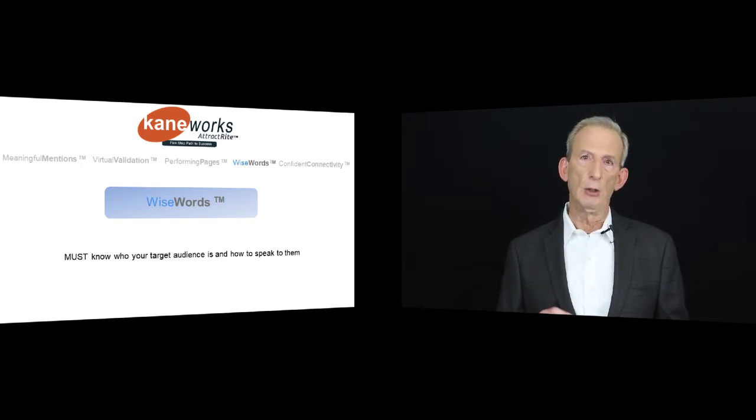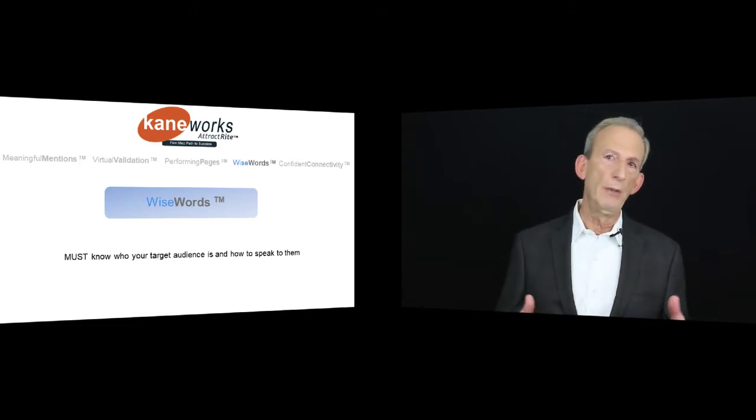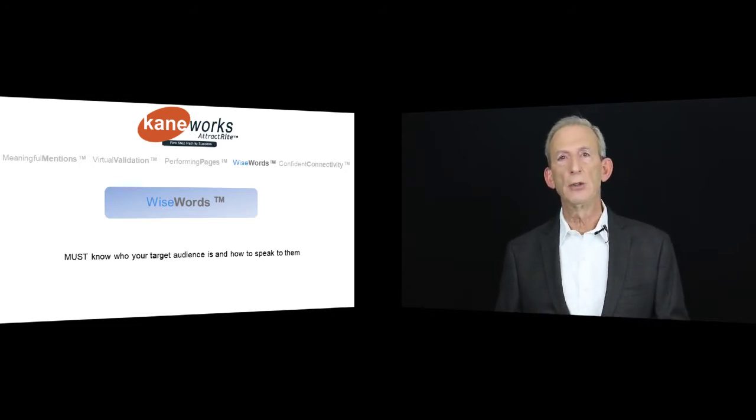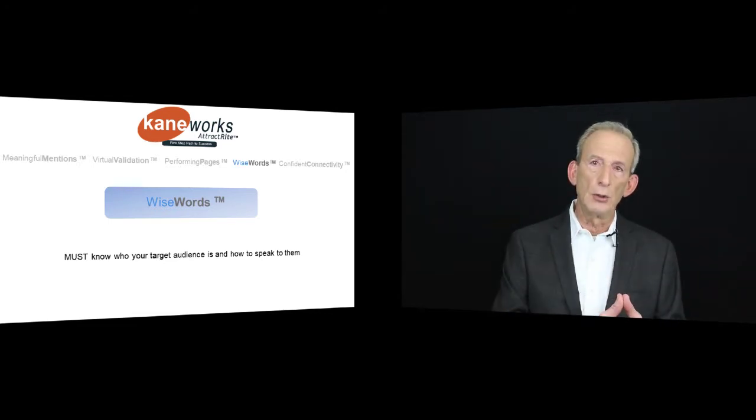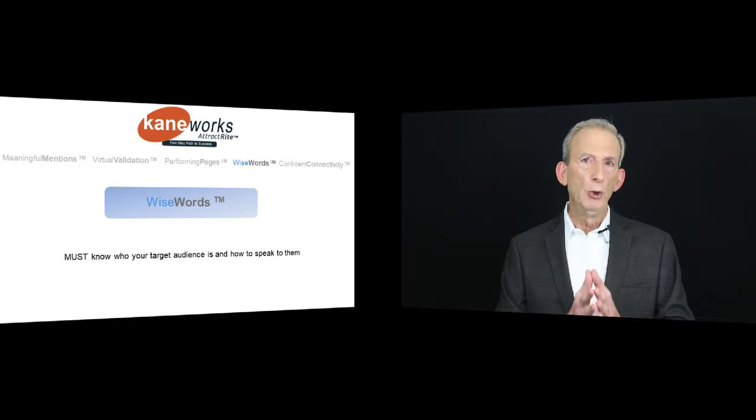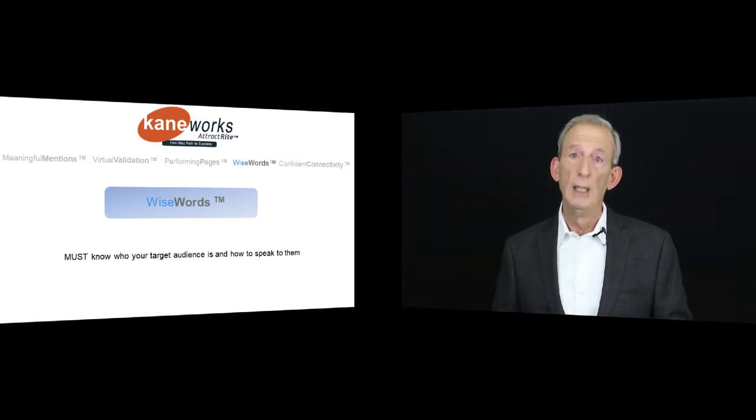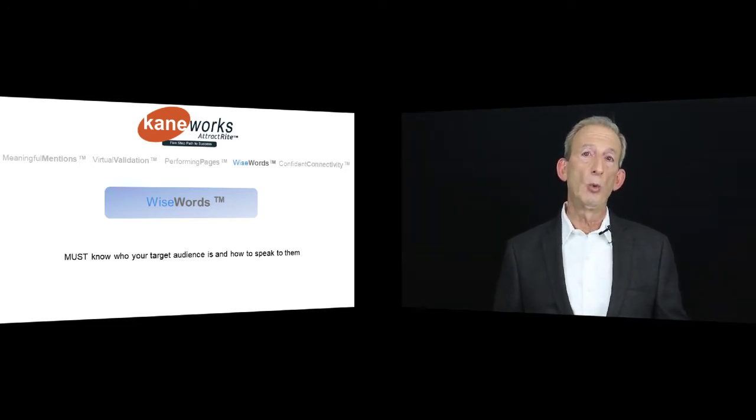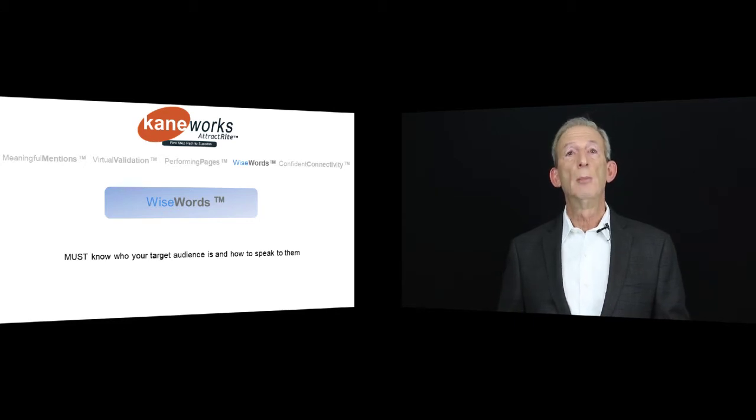There's a process here. If you want to appeal to a certain group, then find out as much as you can about them, what they want, what motivates and excites them, their fears and concerns, then create content that speaks directly to those concerns. People don't care how much you know till they know how much you care. This is the essence of the Wise Words module and why it could be the most important element in the AttractRite system.